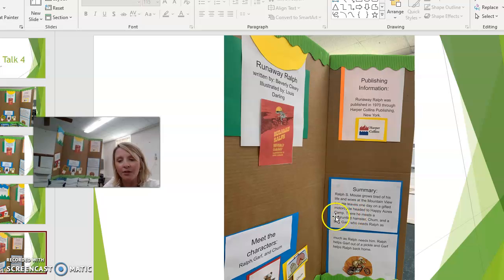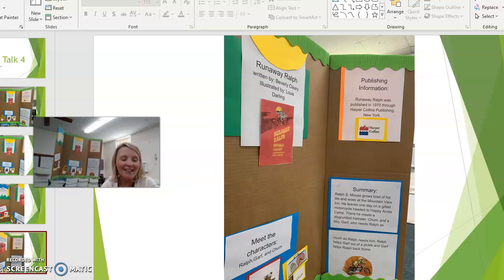All right, my brief summary reads like this. Ralph S. Mouse grows tired of the life and ways at the Mountain View Inn. He leaves one day on a gifted motorcycle, headed to Happy Acres Camp. There he meets a disgruntled hamster, Chum, and a boy, Garth, who needs Ralph as much as Ralph needs him. Ralph helps Garth out of a pickle, and Garth helps Ralph back home.